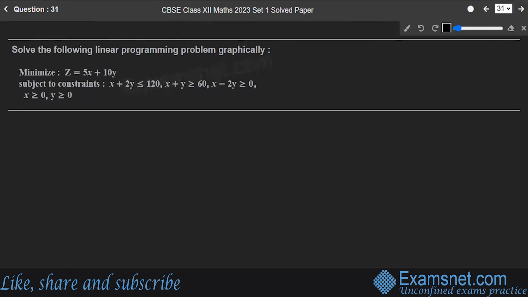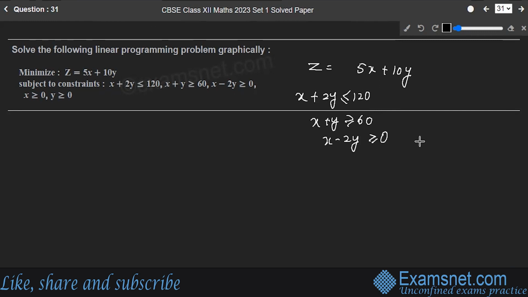Let's move next. Question number 31. Solve the following linear programming problem graphically. Okay, you have to minimize Z, the objective function, given by 5x plus 10y subject to constraints, where x is greater than 0, y is greater than 0. Here you have the objective function as Z is equal to 5x plus 10y subject to constraints x plus 2y is less than equal to 120, x plus y is greater than 60, and x minus 2y is greater than 0. Right.